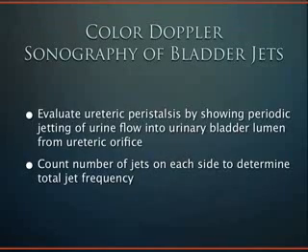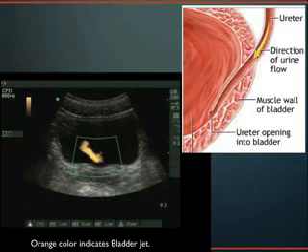So the other thing that's cool about bladder ultrasound is the fact that we can see, especially using color Doppler or power Doppler, we can see the jets squirting through the trigone of the bladder. And you can look at those jets. You can actually count them up if you want.